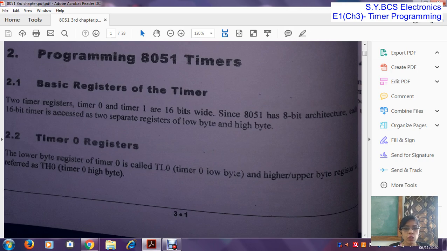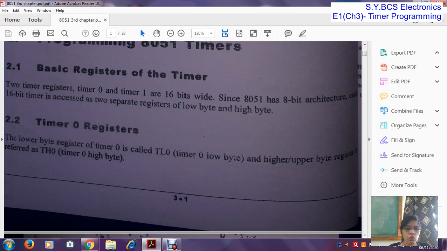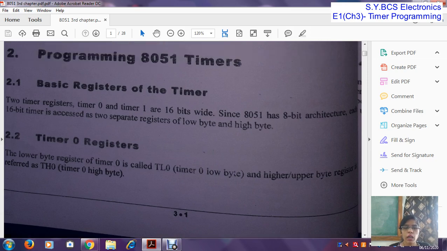For timer 0, TL0 is the lower byte of timer 0 and TH0 is the higher byte of timer 0. The lower byte register of timer 0 is called TL0, that means timer 0 lower byte, and the higher, that means upper byte of the register, is referred to as TH0. That means timer 0 higher byte.